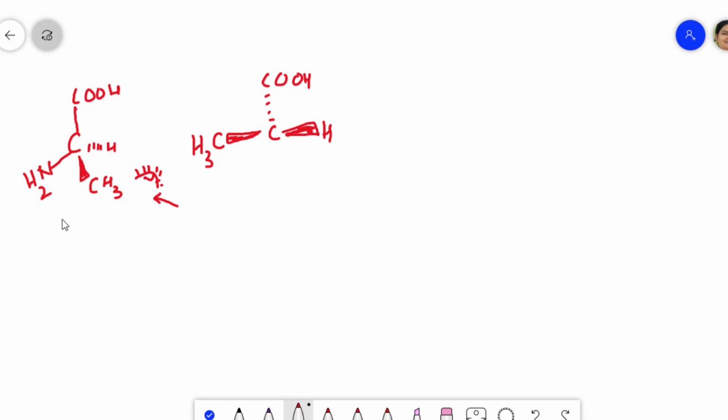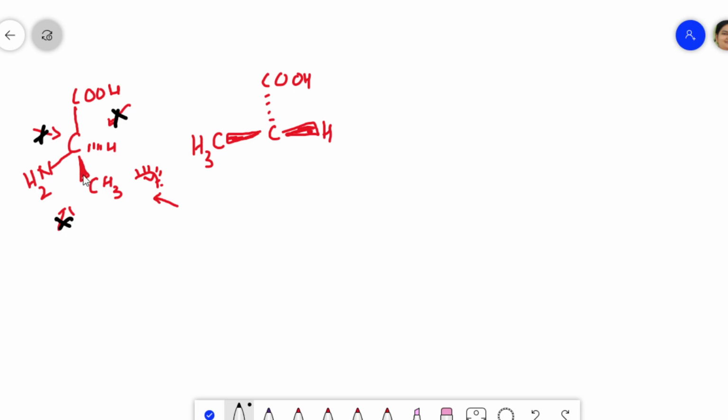You won't look in this direction, or this direction, or this direction. These three directions are prohibited. This is not the direction you are looking at. Which direction are you looking at? You should be looking from the wedge side, close to your eye. The wedge itself is indicating that this bond is close to your eye.